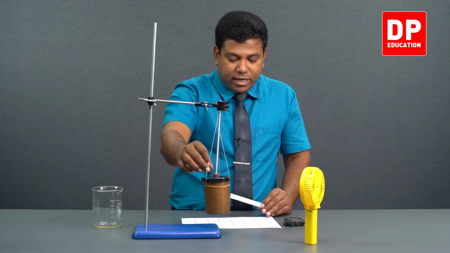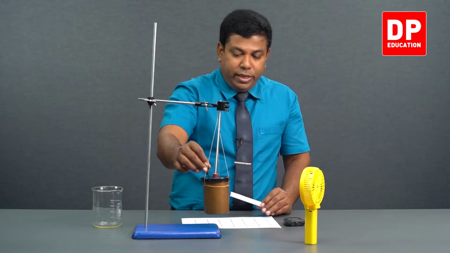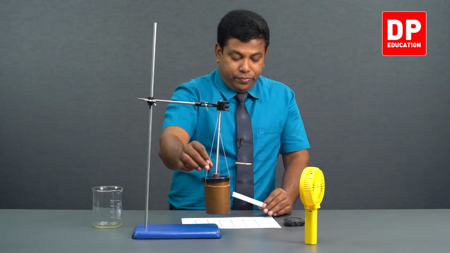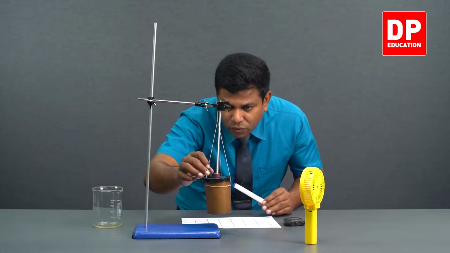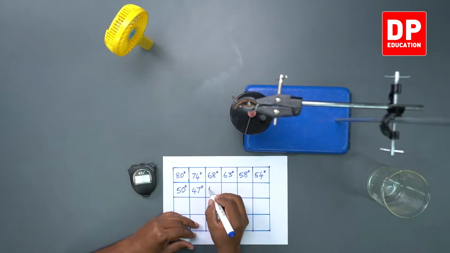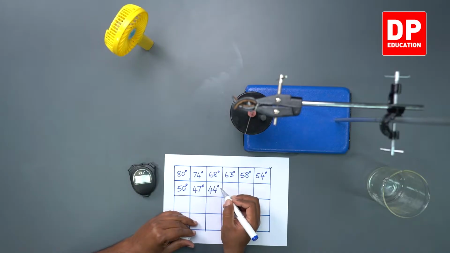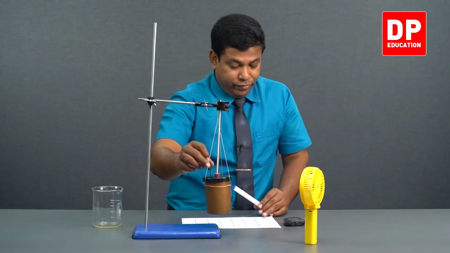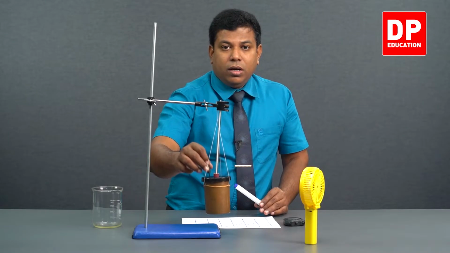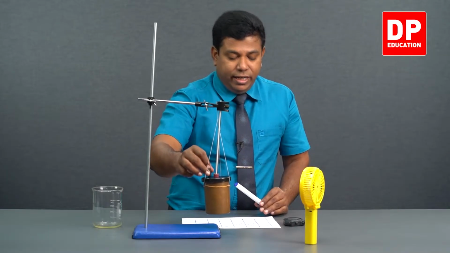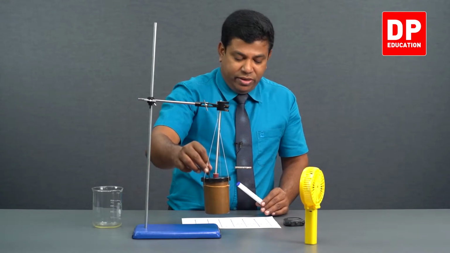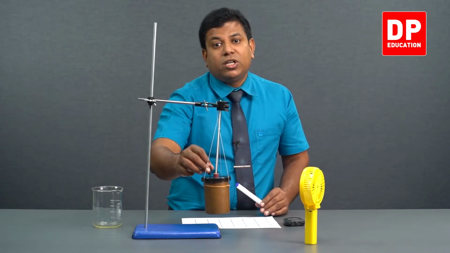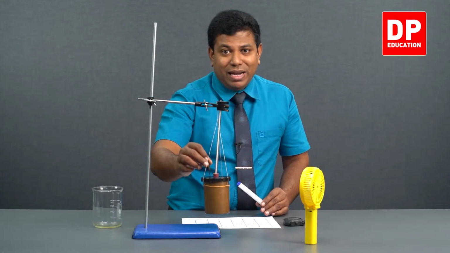The next 30 seconds will finish at 4 minutes. 44 degrees. Let's continue until 40 degrees. You remember the room temperature was 28.5. So when the temperature becomes closer to the room temperature, the cooling rate will be less.